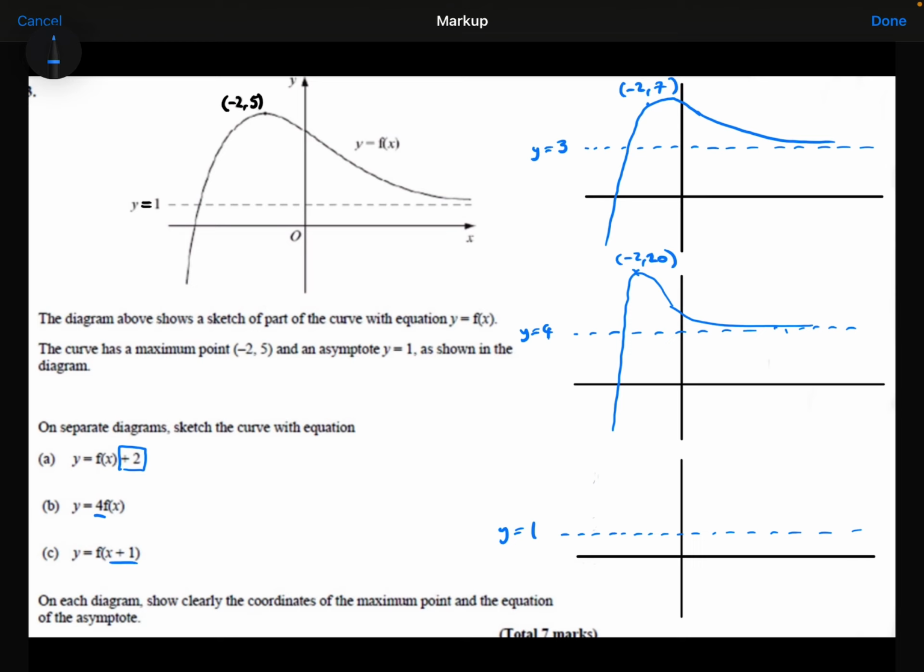The maximum point was at (-2, 5). It's now going to be at (-3, 5), because we've subtracted 1 from the x coordinate. And we'll do that with all of the points. All of the x coordinates, we're subtracting 1 from them. And so our curve now looks like that.